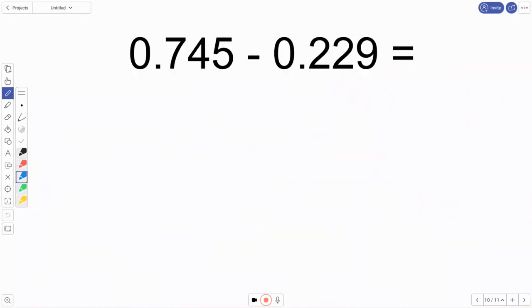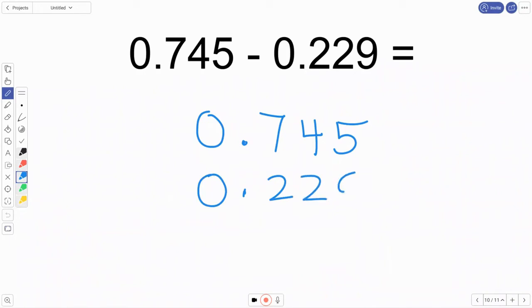All right, let's do one more. Line up the decimals, 0.745 minus 0.229. All right, I've rewritten this in a way that is up and down. It's vertical for me to do a little bit of work.